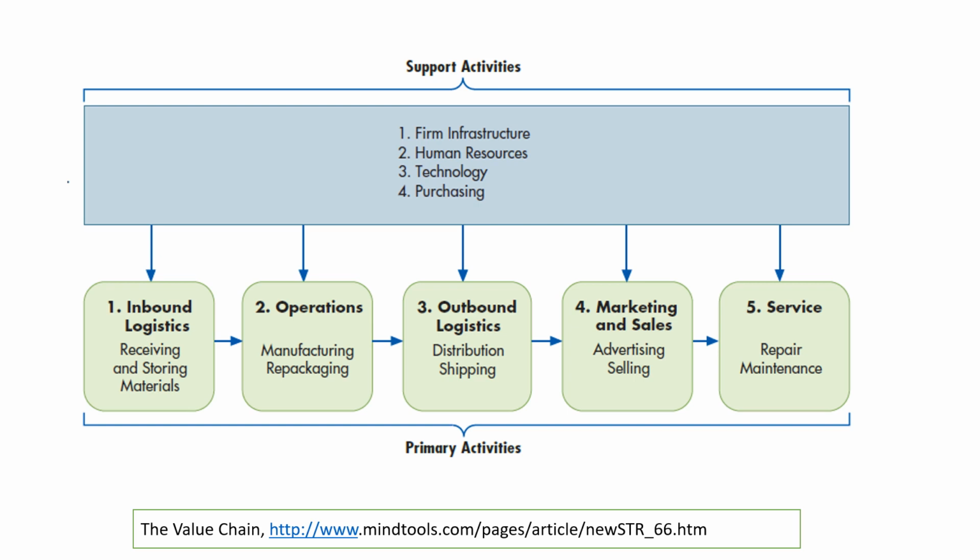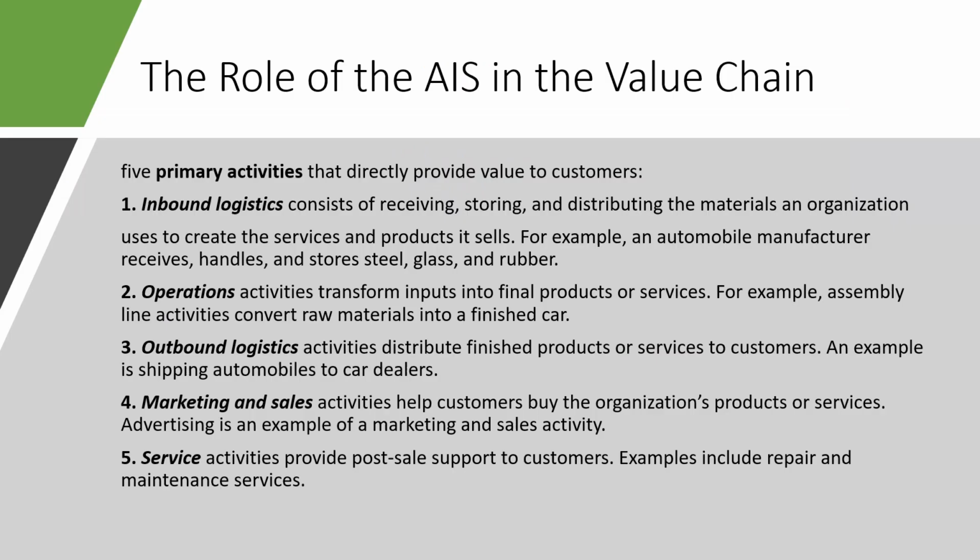So I'm just introducing it. We have the primary activities: the inbound logistics, the operations, the outbound logistics, the marketing and sales, and the service. And we have the support activities: the firm infrastructure, the human resources, technology, and purchasing. Okay. Again, AIS has a role in the value chain. So inbound logistics consists of receiving, storing, and distributing the materials in the organization. It creates the services and products itself.